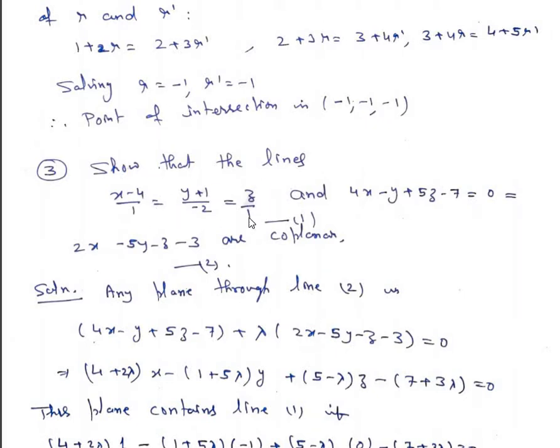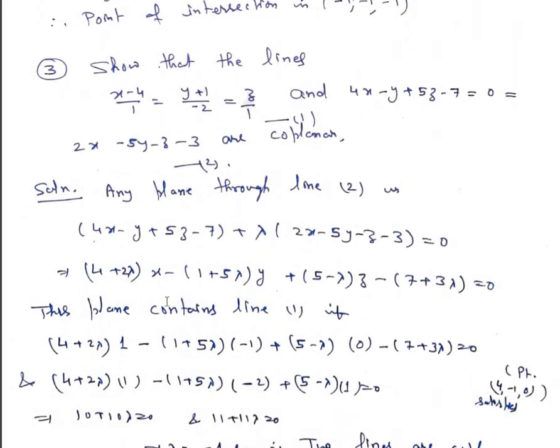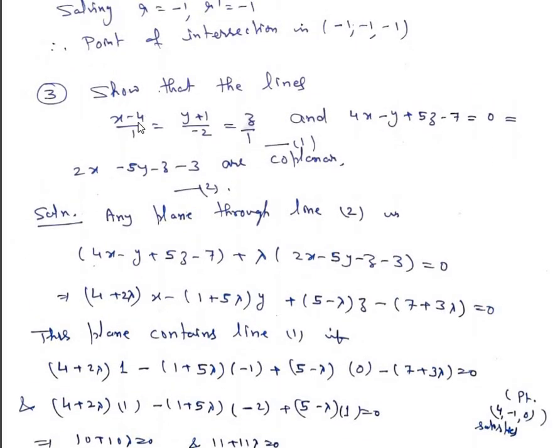Now this line number 1 will lie on this plane provided these two conditions are satisfied. Number 1, the point (4, minus 1, 0) satisfies the equation of the plane, and second thing is that the direction ratios of the normal to the plane passing through this line number 2 is perpendicular to this line. So let's take the first condition.